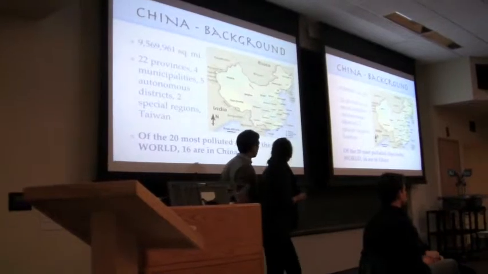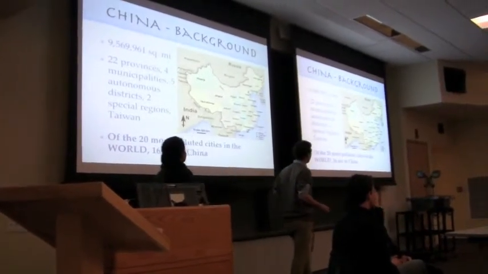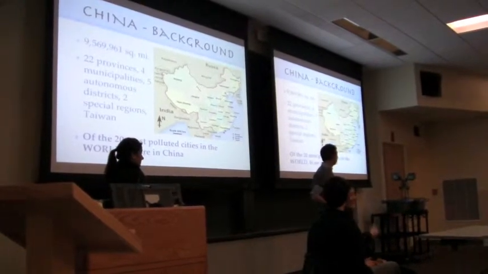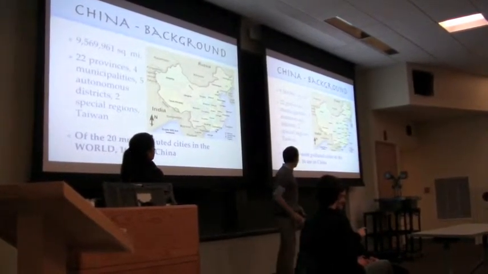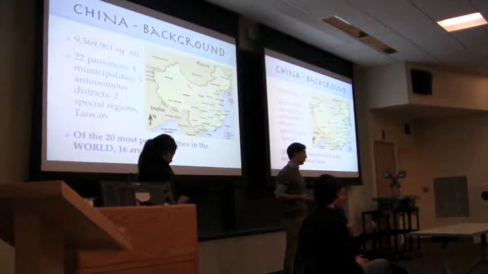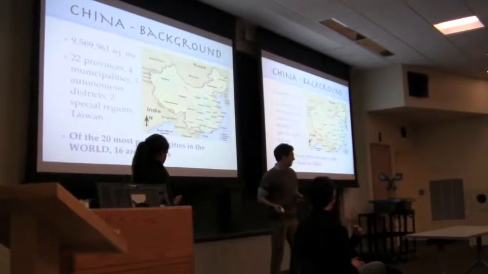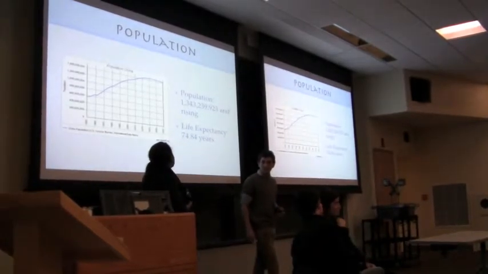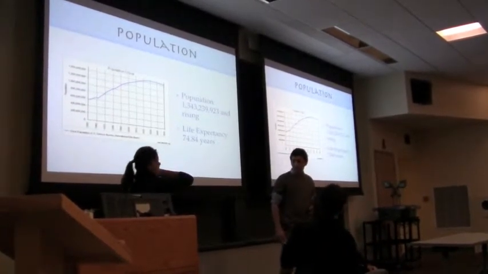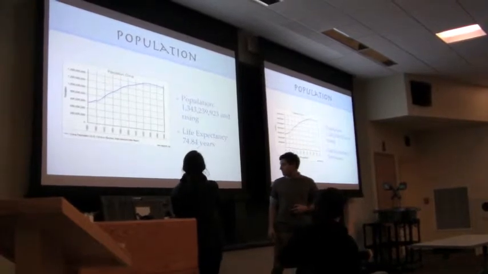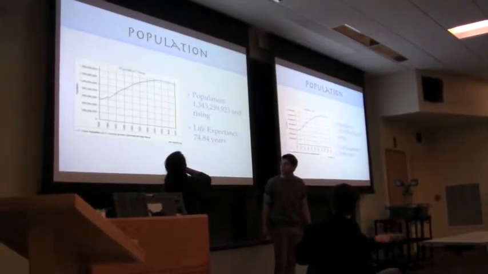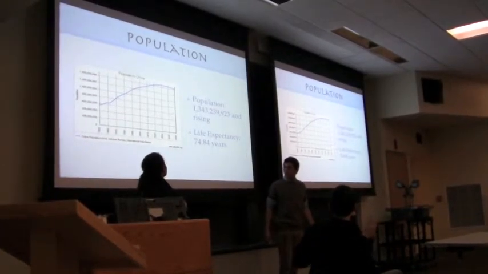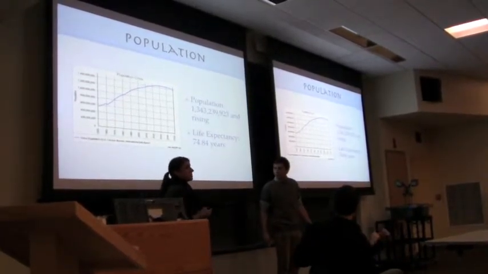It's a little background on China. Everybody knows where China is geographically. It has 22 provinces, but the big thing you want to take away from this is that of the 20 most polluted cities in the world, 16 of them are in China. Obviously we know the population in China is huge, and if you look at future projections, you can notice that it's starting to reach its carrying capacity. So eventually the population is going to have to start going down because the natural resources can't support it.